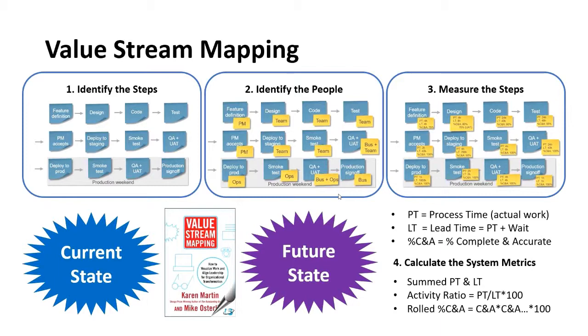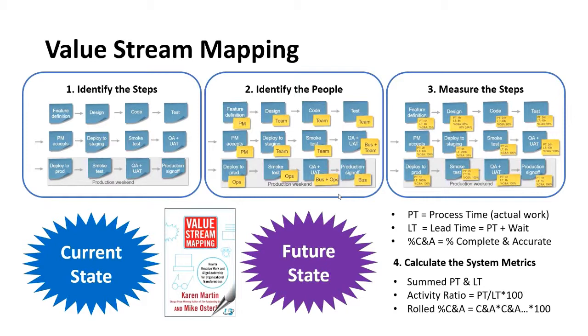And that's the next step there, is to calculate the system metrics. So we're going to sum up the process time. We're going to sum up the lead time. We're going to divide process time by lead time and times 100, and for that sum total, and that's going to give us that activity ratio. So that's a real eye-opener when you see that, because that shows efficiency of the system.